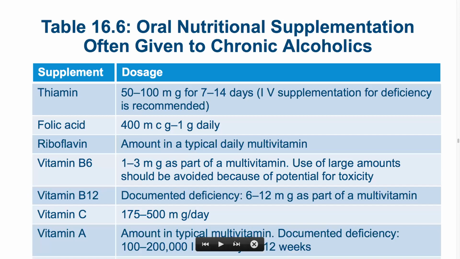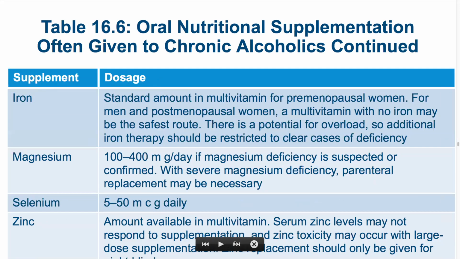Table 16.6 goes over the oral nutritional supplementations offered, often given to chronic alcoholics. A major one would be thiamine. Please remember, thiamine is one of the supplements that is often given to people that are chronic alcoholics. This table is continued on the next slide.